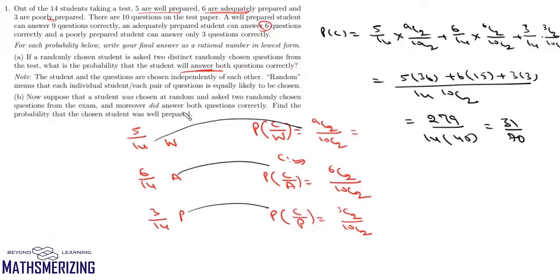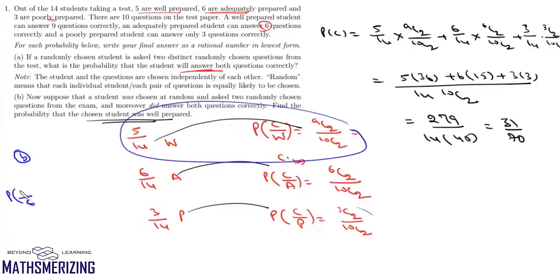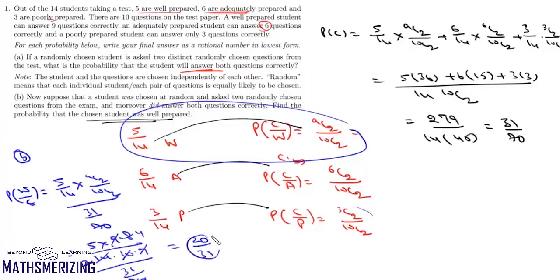Now part B is, suppose the student was chosen at random and asked 2 selected questions from the exam and did answer both questions correctly. Find the probability that the chosen student was well prepared. Now this is a Bayes theorem question. So if the student is well prepared, then we'll take this case in the numerator. If the questions are answered correctly, then the student is well prepared. It will be 5 by 14 into 9C2 upon 10C2 upon 31 by 70. So it will be 20 by 31.